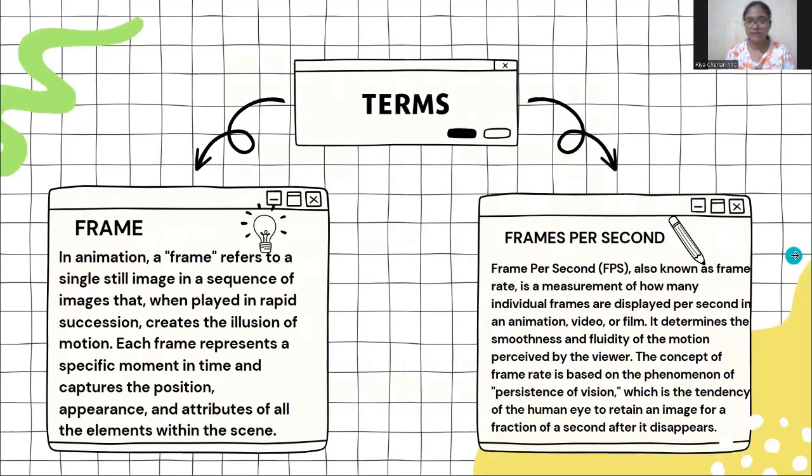These are the terms used, that is frame and frames per second. In animation, a frame refers to a single still image in a sequence of images that when played in rapid succession creates the illusion of motion. Each frame represents a specific moment in time and captures the position, appearance, and attributes of all the elements within the scene. Frames per second, also known as frame rate, is a measurement of how many individual frames are displayed per second in animation, video, or film. It determines the smoothness and fluidity of the motion perceived by the viewer.